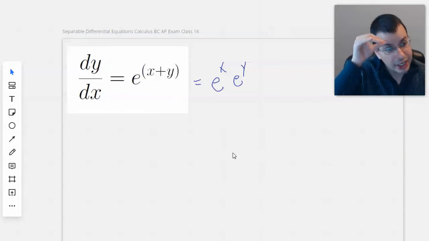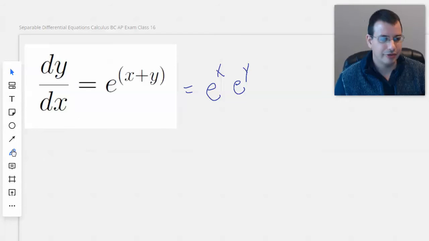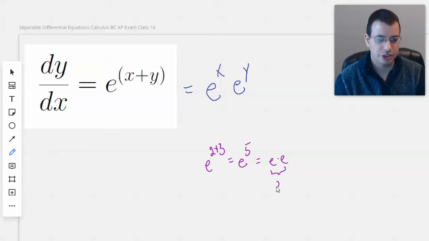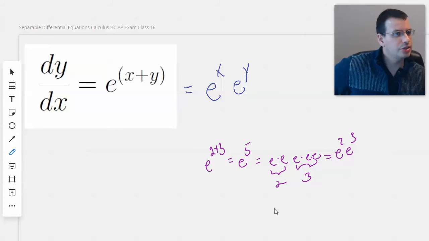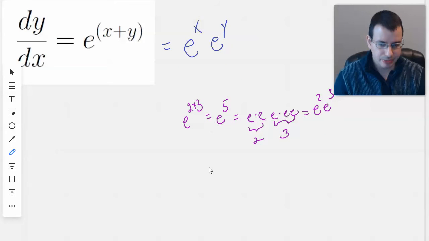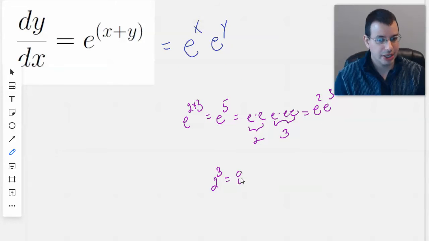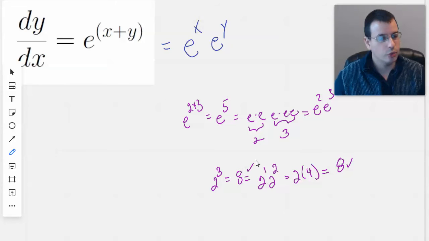And one of the ways that I remember that is I use 2 and 3 for everything. So you can think of, let's say, e to the 2 plus 3 equals e to the 5th, which equals e times e, this is 2, e times e times e, this is 3, which equals e squared times e cubed. And so I can go through this process and be like, okay, that all seems pretty reasonable. And if you want something even simpler, 2 to the 3rd, I know equals 8, which equals 2 to the 1st times 2 squared, which is 1 plus 2 equals 3, equals 2 times 4, which equals 8. So yes, warm fuzzies initiated.